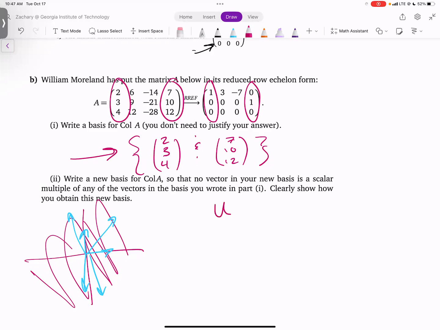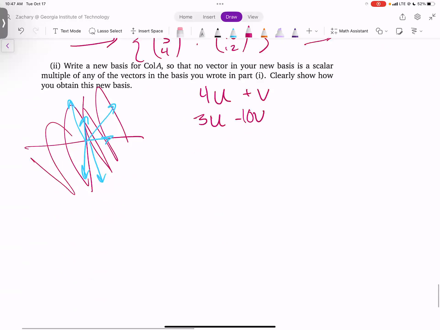And an easy way to do this is we kind of just do u plus v and u minus v. And what that means is these create a plane. So to find any other two vectors on this plane, they're just linear combinations of these two. So I could do 4u plus v, and I could do 3u minus 10v. Those are still valid vectors, okay? We're just looking for two different linear combinations of these two vectors is essentially what this is asking.